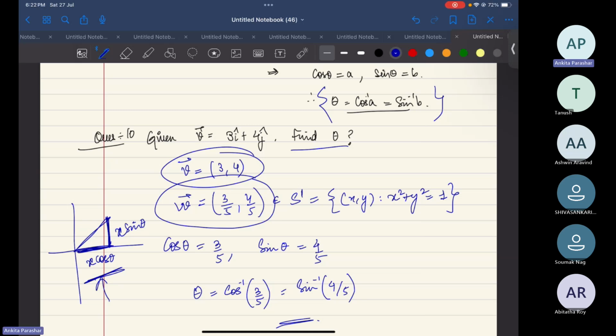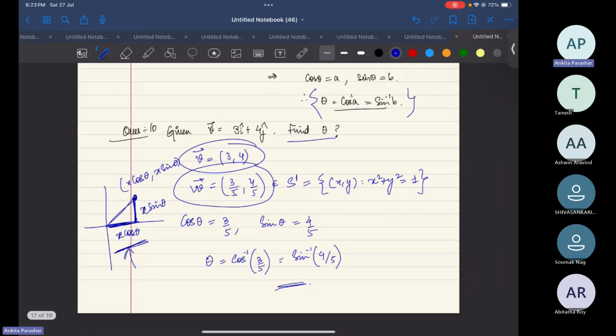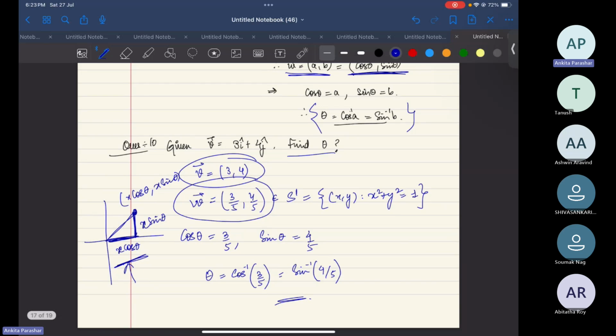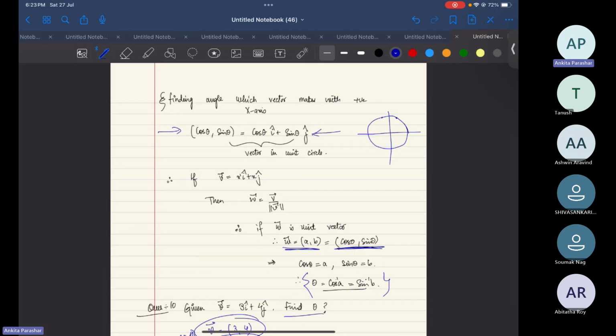Your first coordinate has to be from, if you see this point, this vector is always your x cos theta, comma x sine theta. You cannot write sine and cos, right? You cannot write that. Yes, I get it. Okay. So all right, then we know how to find the angle which a vector makes with the x-axis. So this theta is the angle. All right, so I think that's all I want to discuss.